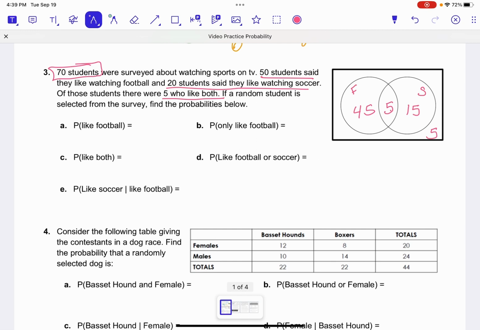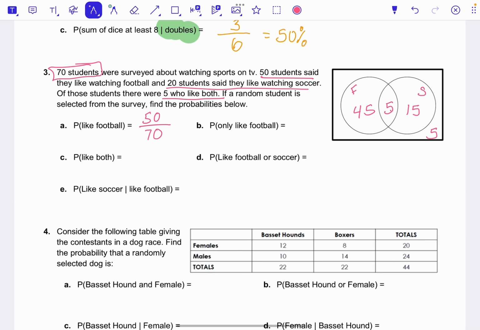All right, so now we're going to go through and set up fractions and then turn them into percents for our probabilities. So likelihood of picking someone who likes football, there were 50 students who liked football out of those 70 who were surveyed. And if I did 50 divided by 70, I would find out that percent would be about 71.4%.